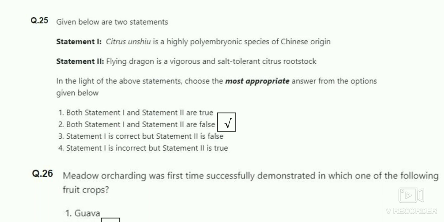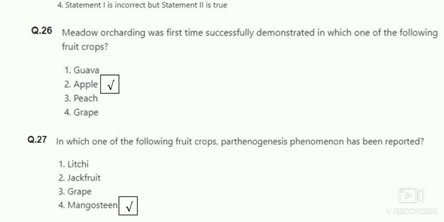Meadow orcharding was first successfully demonstrated in which of the following fruit crops? The right answer is apple, by J.P. Hudson in 1960, and in India, it is in guava. Meadow orcharding in guava was commercialized by Dr., I forgot that name. He's from CISH, and in 2006-07 a meadow orchard was established in CISH Lucknow.